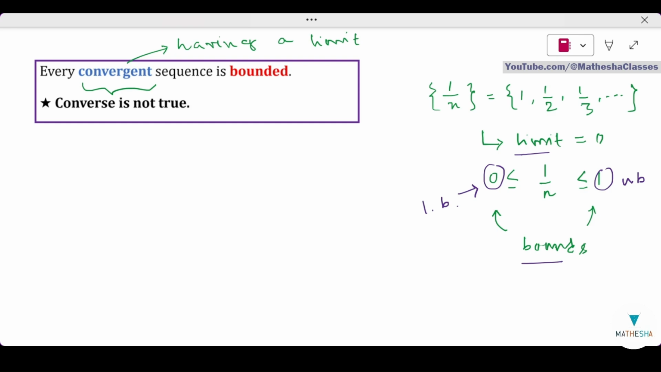Any convergent sequence you take, that must be bounded. Well, the converse of this result is not true. That means you will have a bounded sequence which is not convergent.